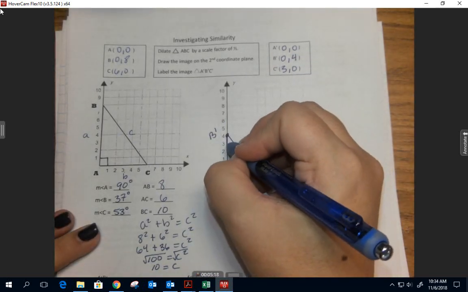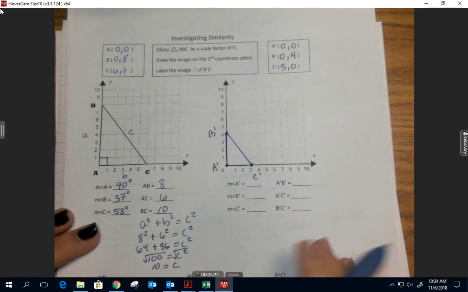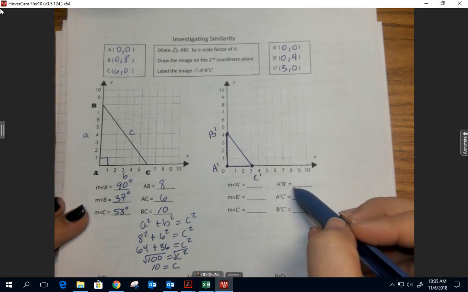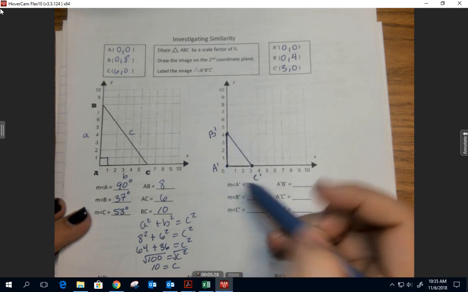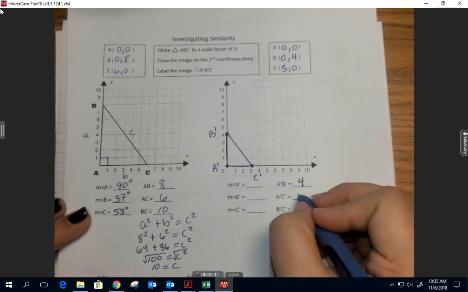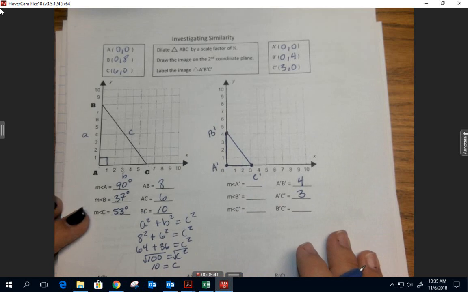So here is my A prime, B prime, C prime triangle. Let's find the measures of the sides. So what's A prime to B prime? A to B is 4. A to C is 3. What do we have to use to find B to C this time? Can you predict what it might be?